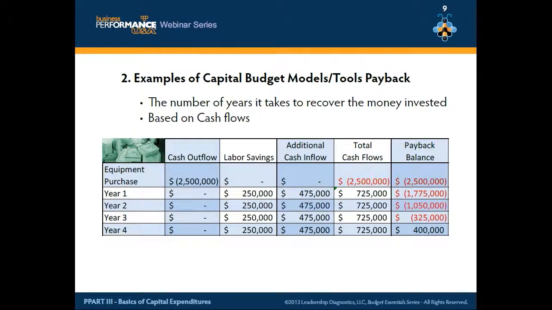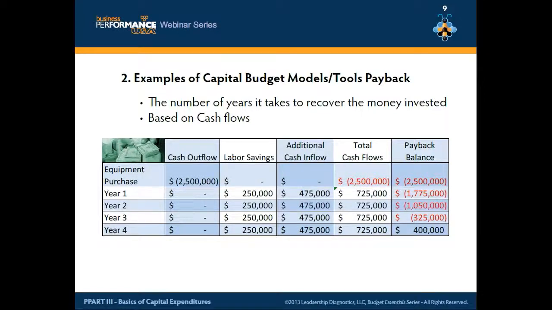Let's say, based on the increase of productivity of this new equipment, it will increase our revenues, and the revenues will generate about $475,000 in additional cash flow for the year. You probably ask, why would I include the labor savings in the recovery of the cash flow? Basically, if you purchase this equipment, you will no longer be outlaying $250,000 of cash in labor expenses, so you want to consider that. So over the whole year, we're expecting $725,000 in cash flow as a result of purchasing this new equipment.